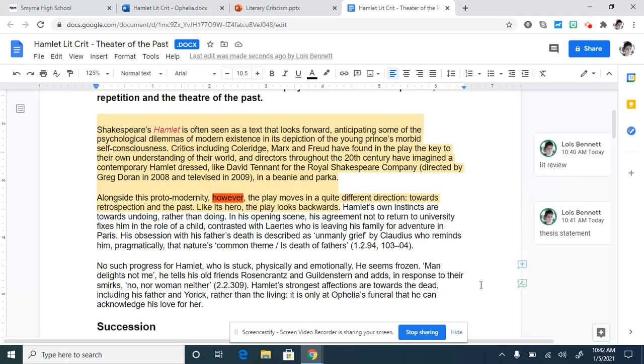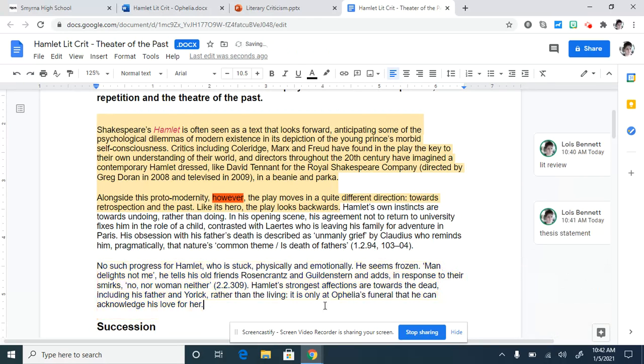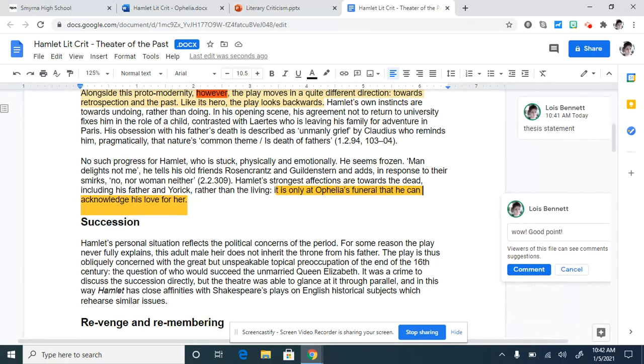Now, what I would write here if I was reading this, because I think that I would write, well, hang on. I just really want to get this Ophelia part. If I had a piece of paper, I would probably just put an exclamation point. But for a Google Doc like this, I'm just going to say, wow, good point, because I'd never thought about that element, that his strongest affections are toward the dead, and it is only at Ophelia's funeral that he can acknowledge his love for her. Boom, that point kind of blows my mind.